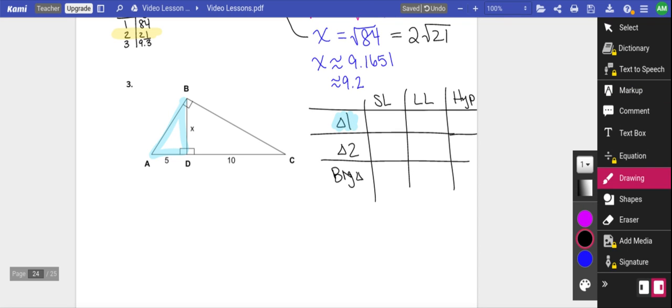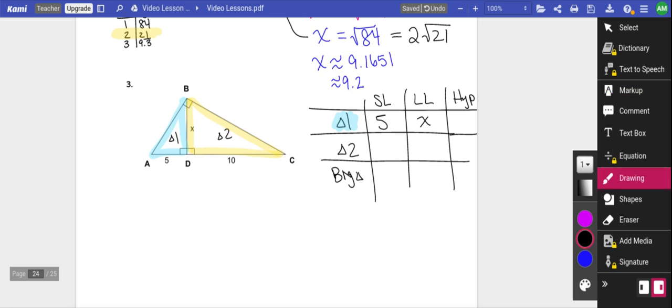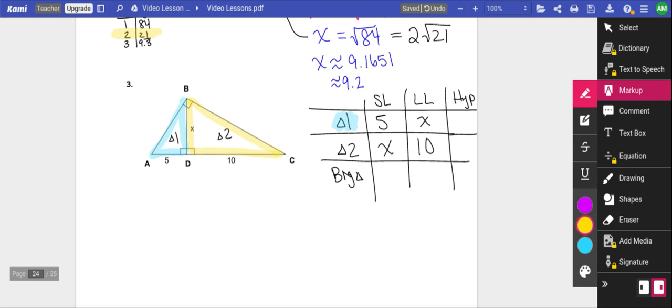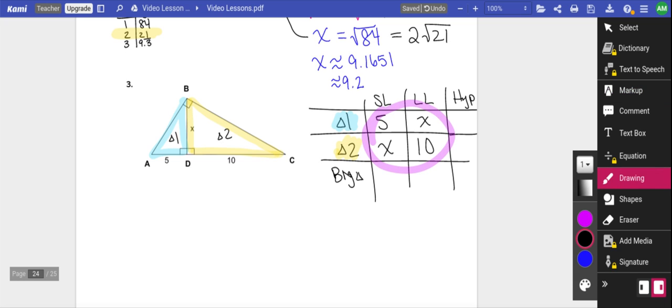In blue, my first triangle, the short leg on this is 5. The long leg is X. In my next triangle, my short side is X. My long side is 10. I don't even need to worry about the big triangle right now because I already have a ratio set up right here. 5 over X is equal to X over 10. X times X is X squared.